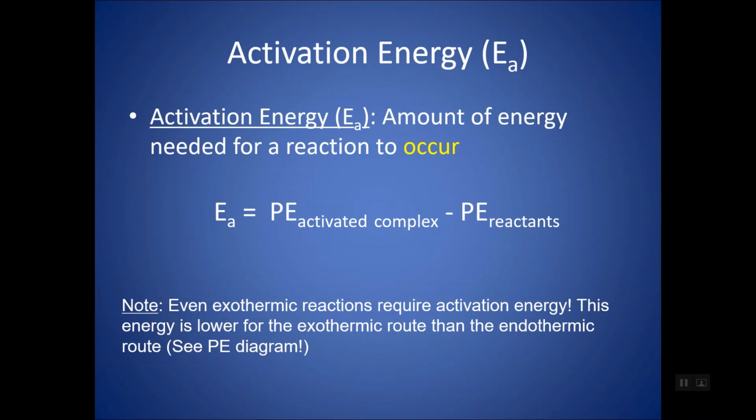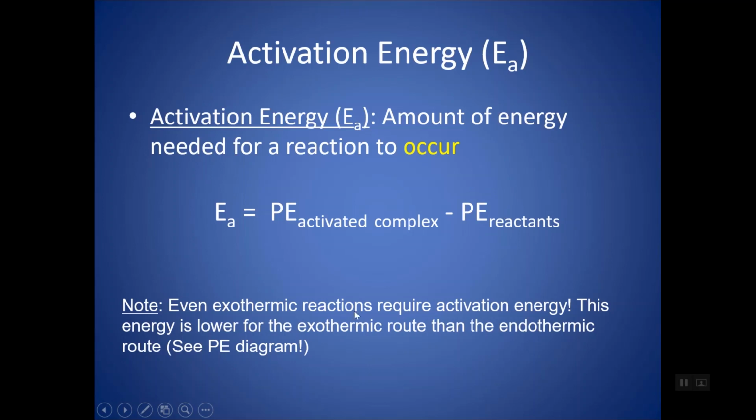Okay, another value that we can get from this graph is called the activation energy, and we can sometimes give it the symbol EA. And remember that that's the amount of energy needed for the reaction to occur. If I don't have this energy, the reaction will not happen. And I can get this from our graph if I have the potential energy of the activated complex, that highest point on the graph, and subtract out the potential energy of where I start, the reactants.